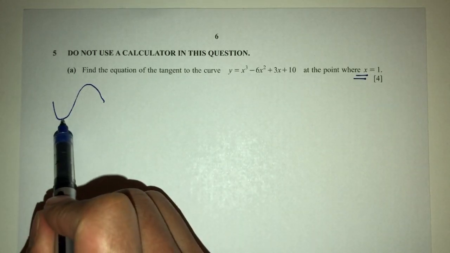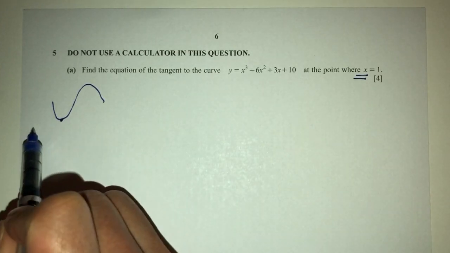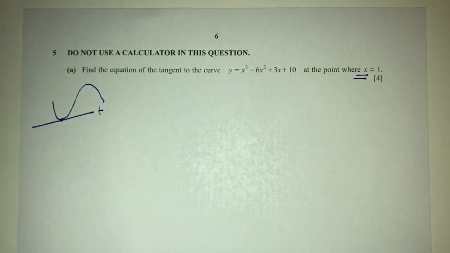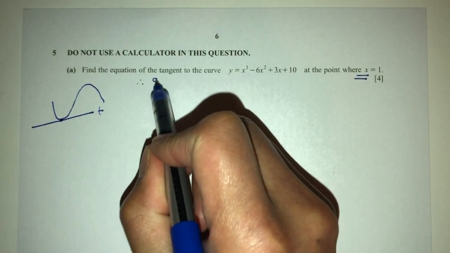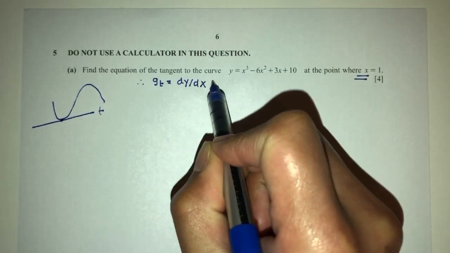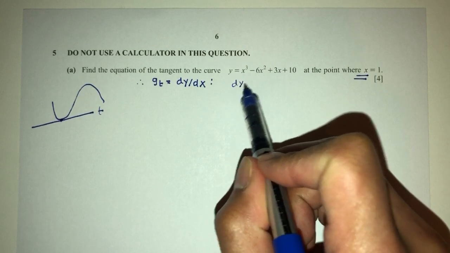So let's say this is the point. I don't know exactly where it is. Let's say it's here. We have to find the equation of that line, of the tangent. Tangent is a straight line. So as we have explained before, to find the equation of the straight line, we must first find the gradient, right? So we have to know gradient of tangent is actually dy by dx. So let's find dy by dx. So here we have y. So dy by dx will be what?